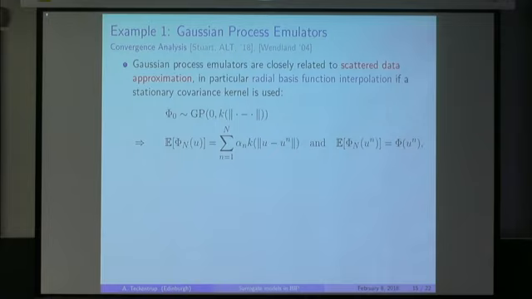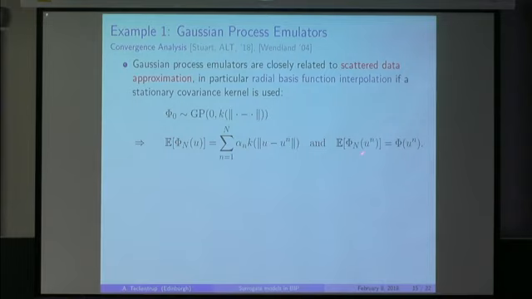So in particular, if the original Gaussian process phi 0, which you assume that your true function phi is a sample from, has mean 0 and this stationary covariance kernel, so the covariance kernel k depends only on the distance between 2 points, then you can show that the mean of the Gaussian process emulator phi n is just a radial basis function interpolant of phi. Okay. So that means it has this form here. So it's a linear combination of these kernel functions, which in this case are radial basis functions, where the coefficients are explicitly known. You can write them down.